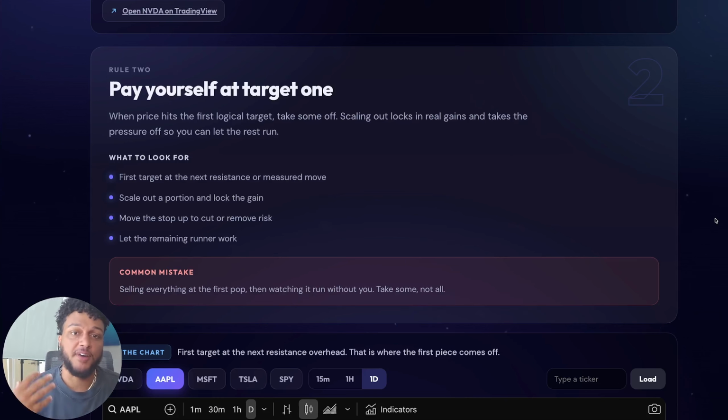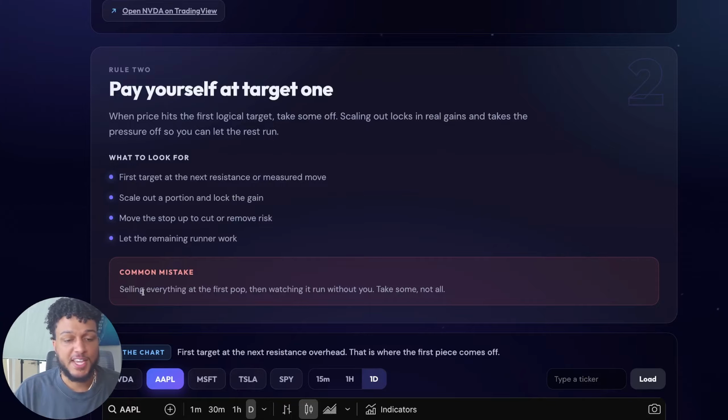For example, if you have 5 option contracts, 5 NVIDIA puts, you could scale out half, 2 or 3 contracts, at the first take profit. Then the 4th and 5th contracts are risk-free and they're just runners at that point. You can stop out at break even. Like we said right here, move the stop up to cut or remove risk and let the remaining runners work for you. A common mistake is selling everything at the first pop, then watching it run without you.